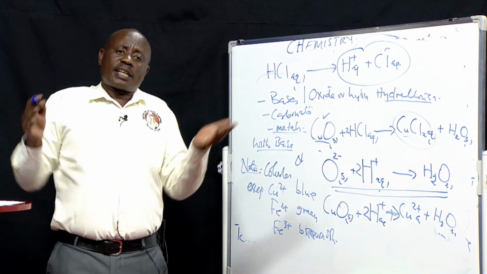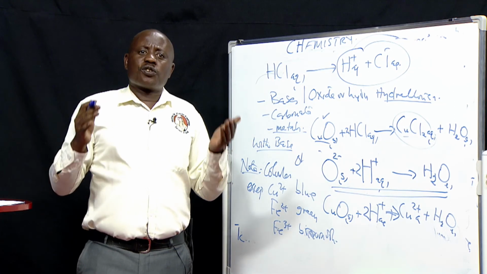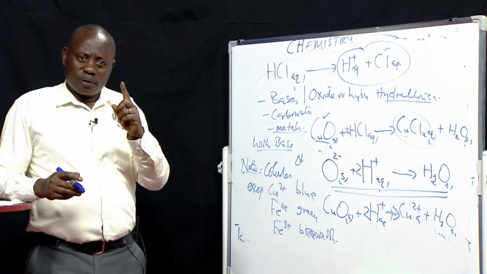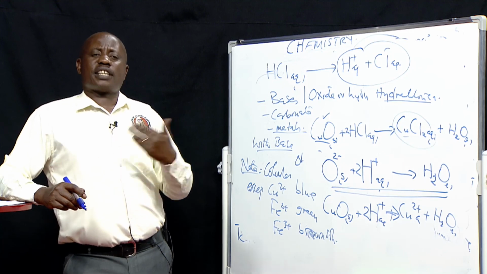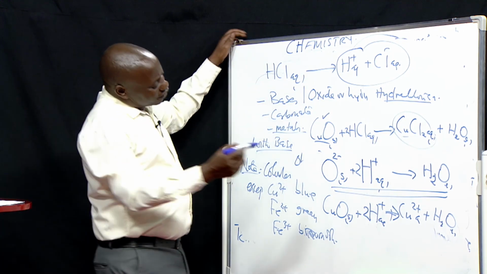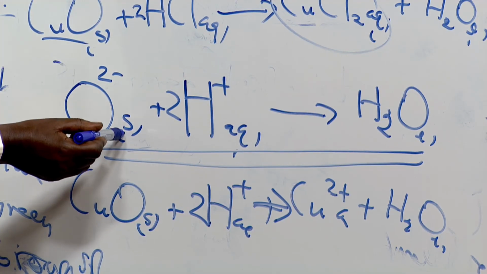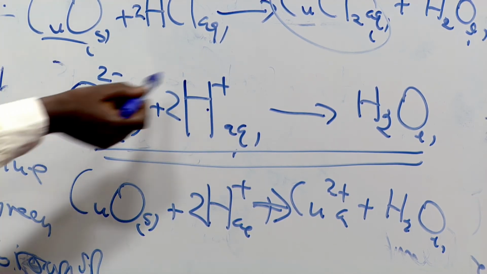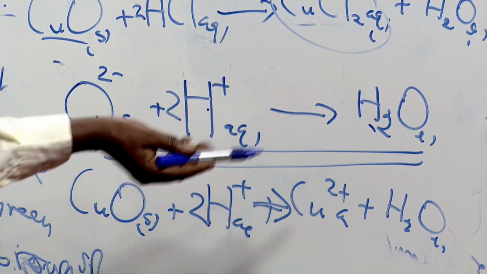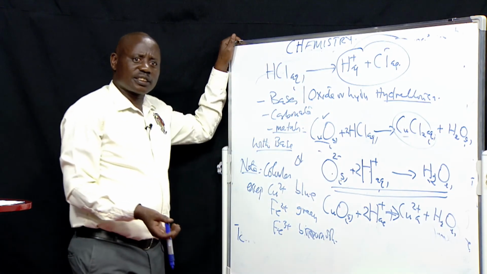People sometimes say insoluble solids do not ionize. That is wrong. Even when electric current is passed through an insoluble solid, it does ionize. So this oxide does not ionize in solid form, but when you add acid, it ionizes to form water. Otherwise, if it does not ionize, then how does it react?